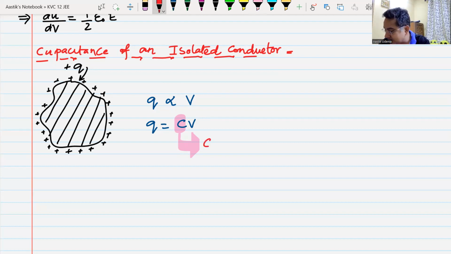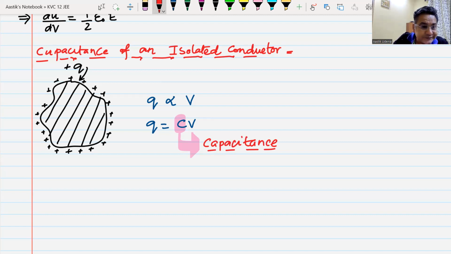It's known as the capacitance of this isolated conductor. So this is the only formula that you need to remember. Q is equal to CV, where C is the capacitance of this isolated conductor. And what is the definition? Now, the capacitance is the ability to store electrostatic potential energy in the form of electric field. How do I measure this capacitance?